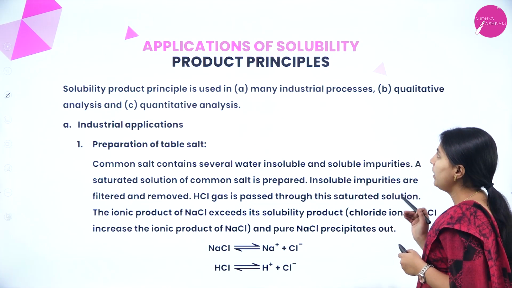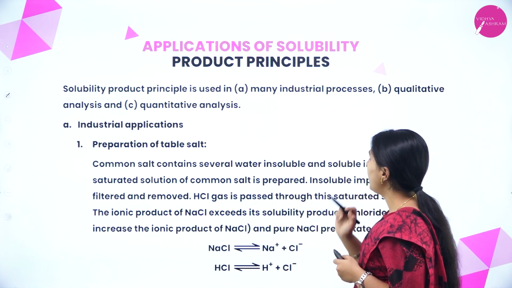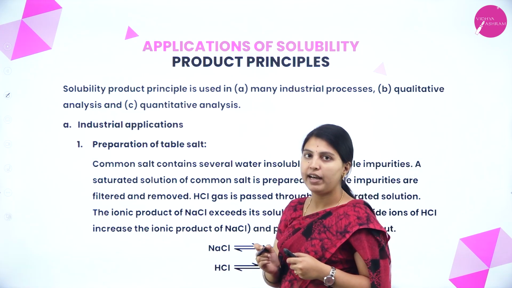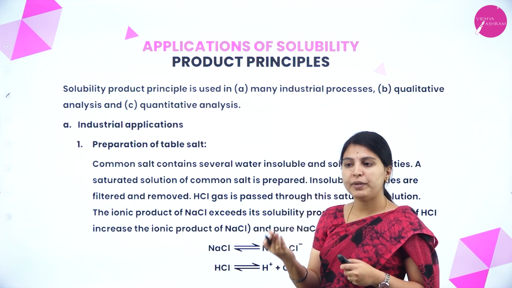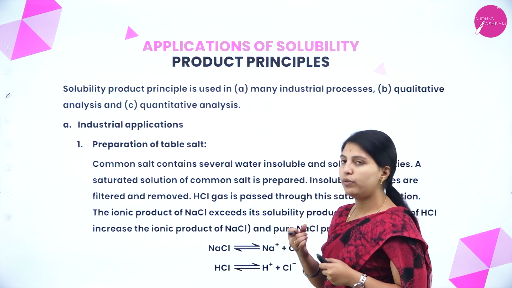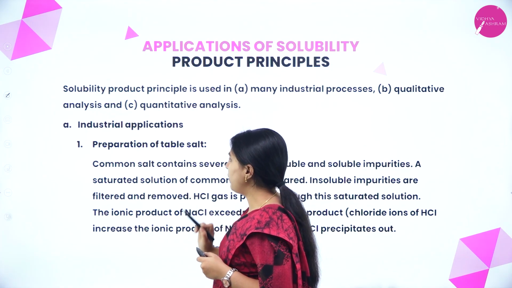Applications of solubility product principles. The solubility product principle is used in many industrial processes, qualitative analysis and quantitative analysis. You may check this solubility in inorganic salt testing also in your laboratories. First you will check with a solubility test. And industrial applications, preparation of table salt.